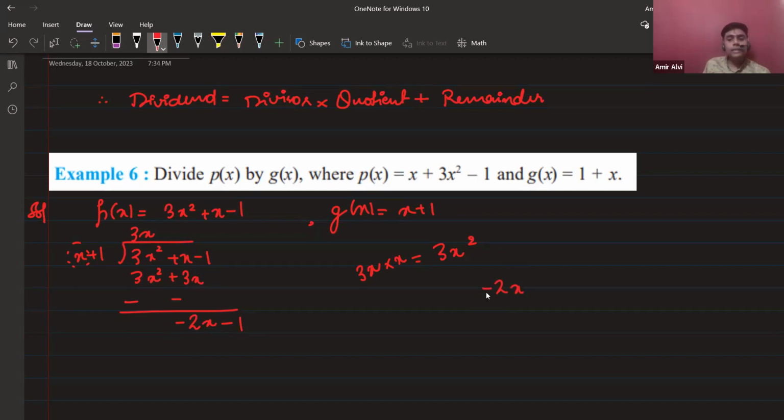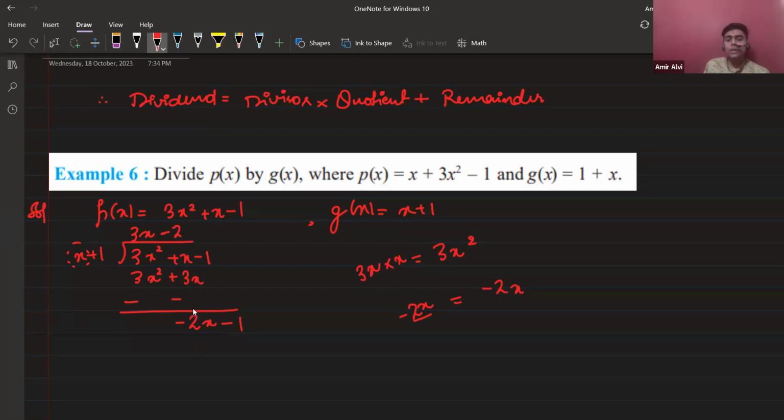I want minus 2x and I already have x. Which number should I multiply with x so that I can get minus 2x? Tell me, everybody. Yes, Simrat? Minus 2. Yes, minus 2, because I want minus 2x. So I will multiply this x with minus 2 so that I can get it. Everybody, yes or no? Yes.